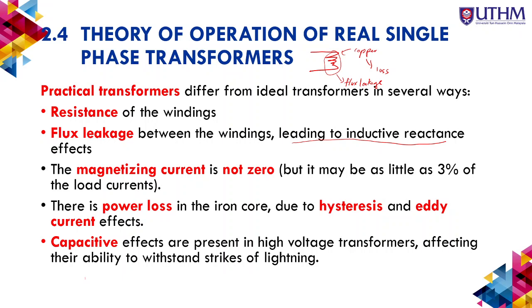Okay, and then a capacitive effect is present in the high voltage transformer, affecting the ability to withstand the strike of lightning. Okay, sometimes however, from this point upward, the capacitive effect will not be covered.